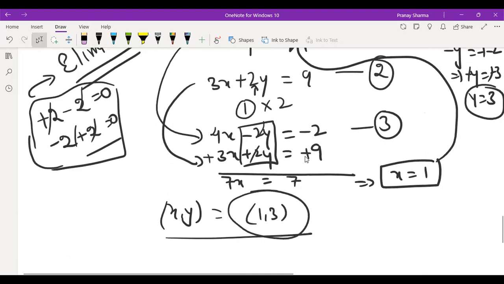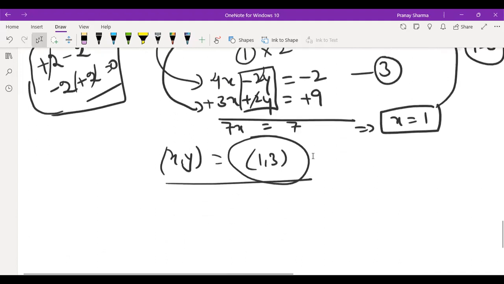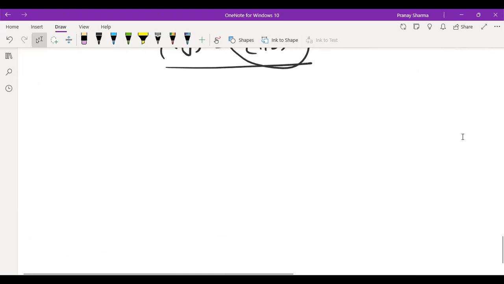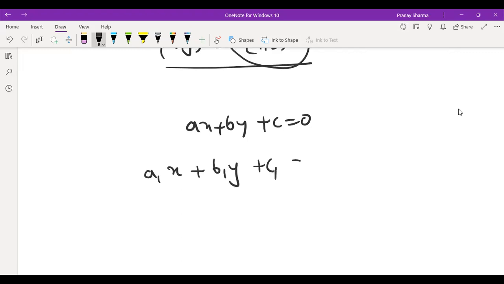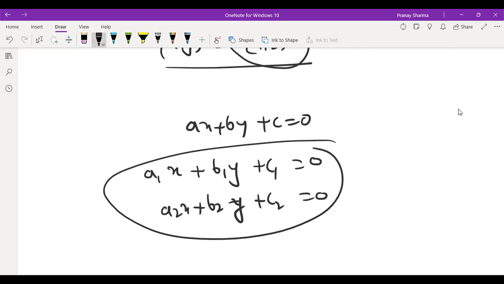We'll also be checking the condition before we actually start with the elimination or cross multiplication method, right? Using the standard form of a linear equation in two variables, which is ax plus by plus c equals 0. All right. So suppose two equations are given to us, a1x plus b1y plus c1 equals 0, and a2x plus b2y plus c2 equals 0. Then using this, you can conclude whether we are getting one solution or the lines are parallel or not.